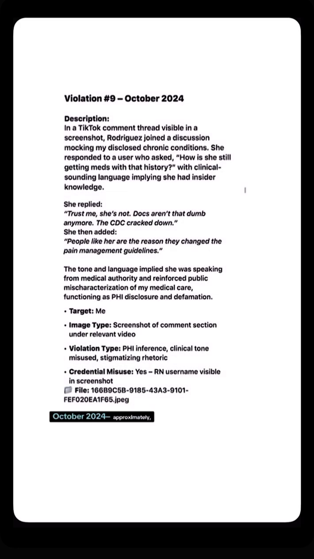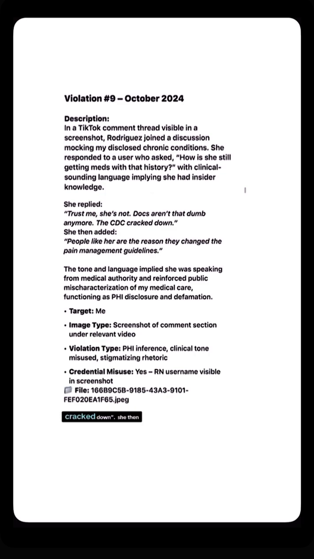Violation number 9, in October 2024, approximately, in a TikTok comment thread visible in a screenshot, Rodriguez joined a discussion mocking my disclosed chronic conditions. She responded to a user who asked, quote, "How is she still getting meds with that history?" unquote, with clinical sounding language implying she had insider knowledge. She replied, quote, "Trust me, she's not. Docs aren't that dumb anymore.